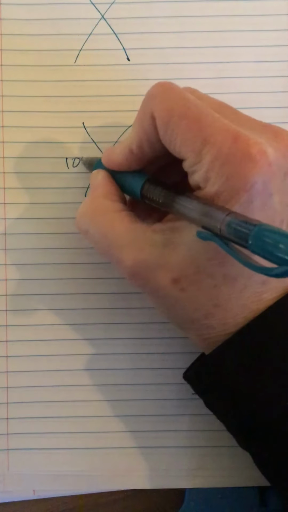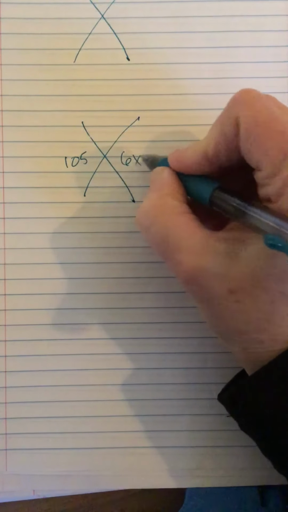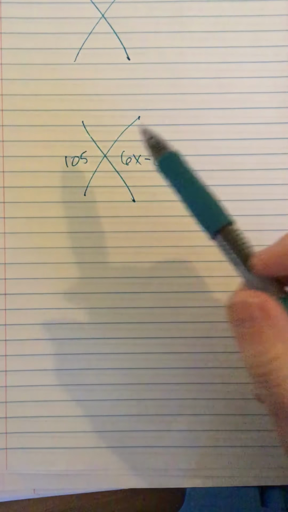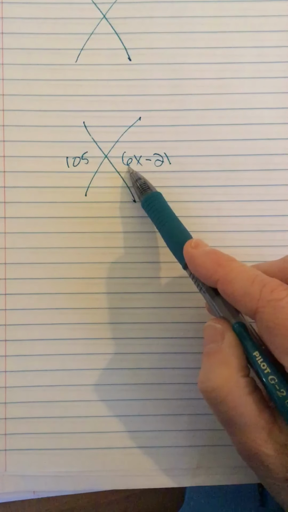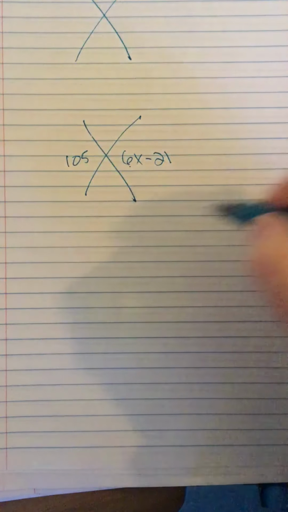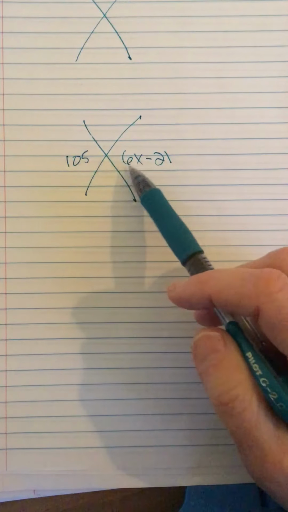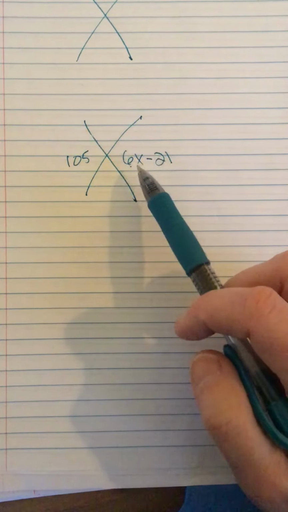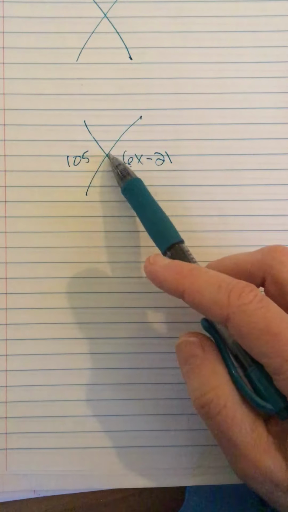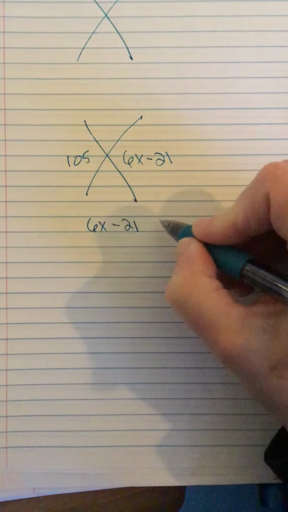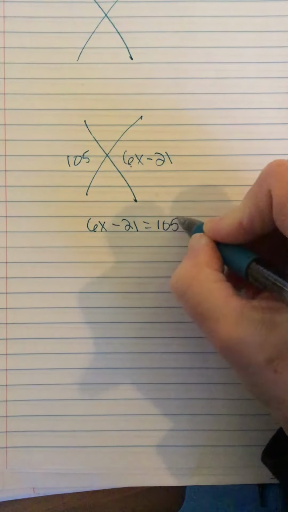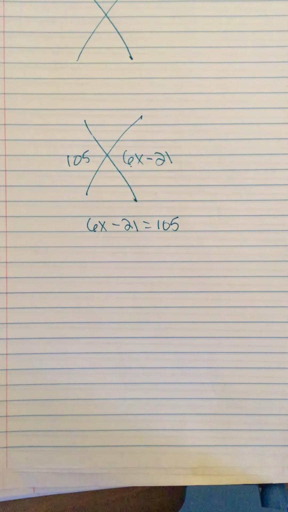Over here, we've got a 105. Over here, we've got a 6x minus 21. Okay, we're recognizing that these are vertical angles because they're across from each other, and that means they're congruent, which means we can set them up with an equal sign. I could write 105 equals 6x minus 21, but I can also write 6x minus 21 equals 105. It doesn't matter which order I write it in, but since I like to have my variables on the left, that's what I'm going to do. 6x minus 21 equals 105.